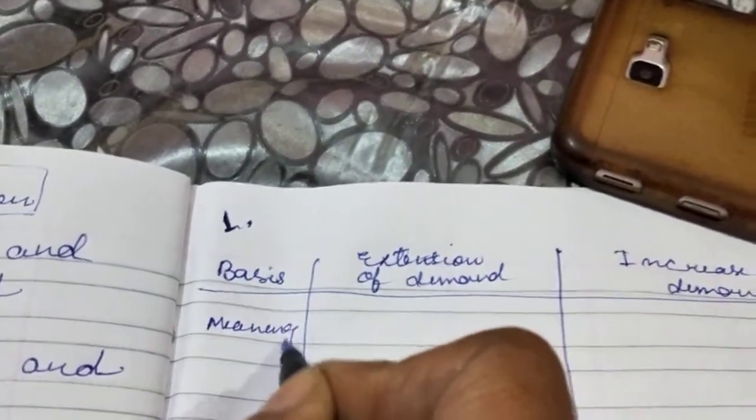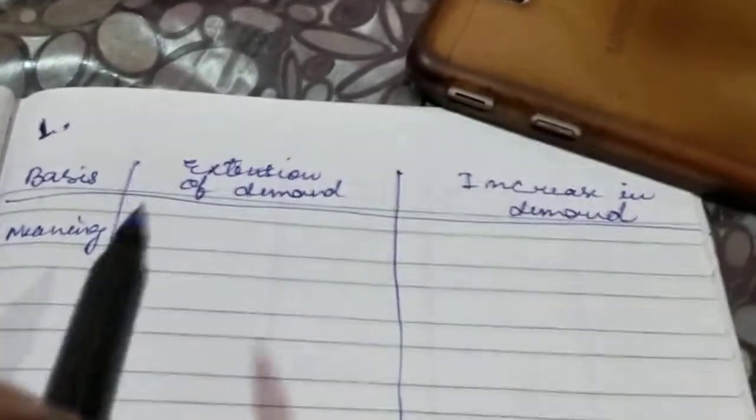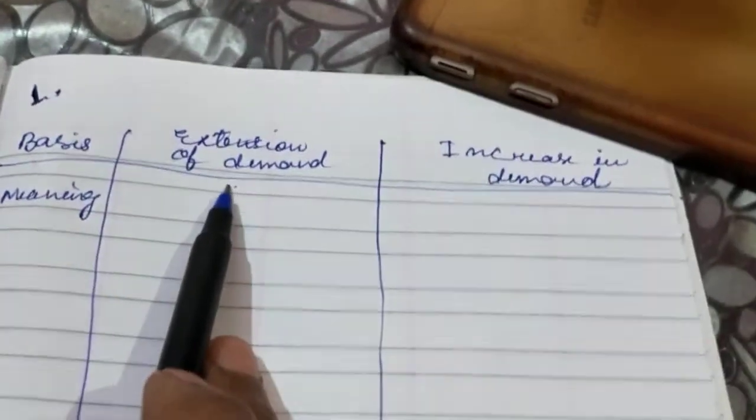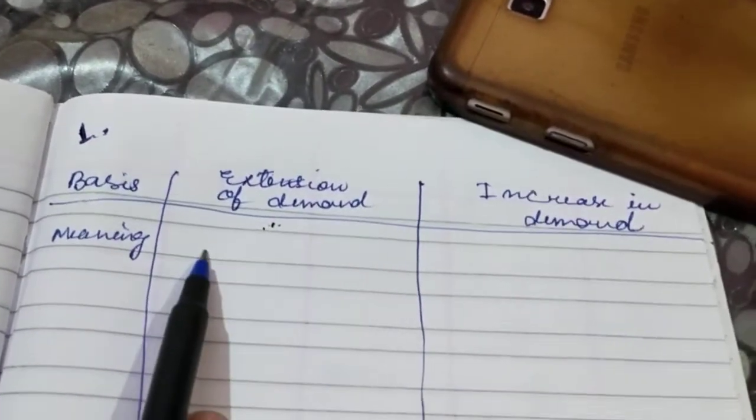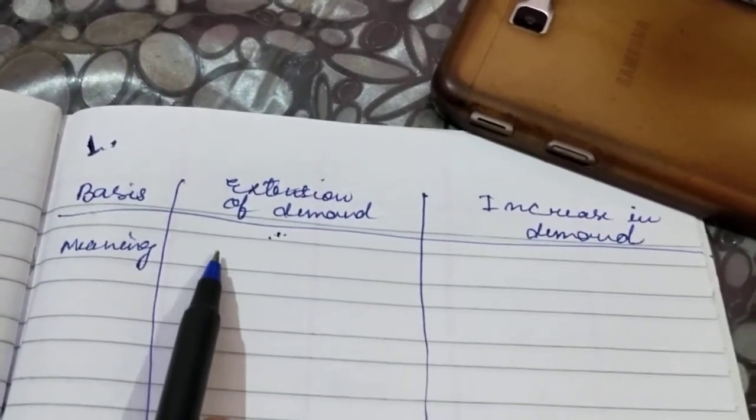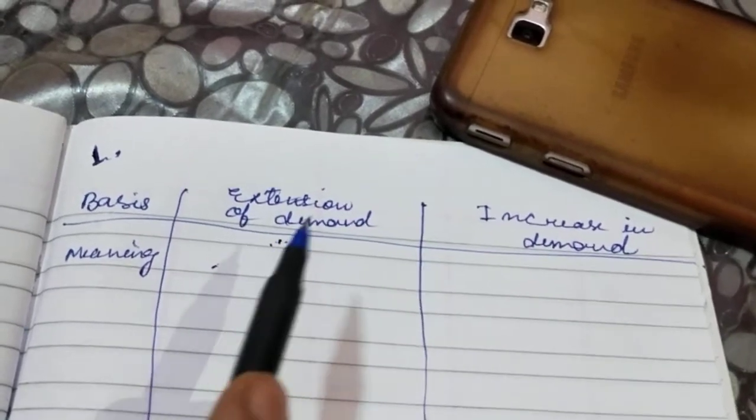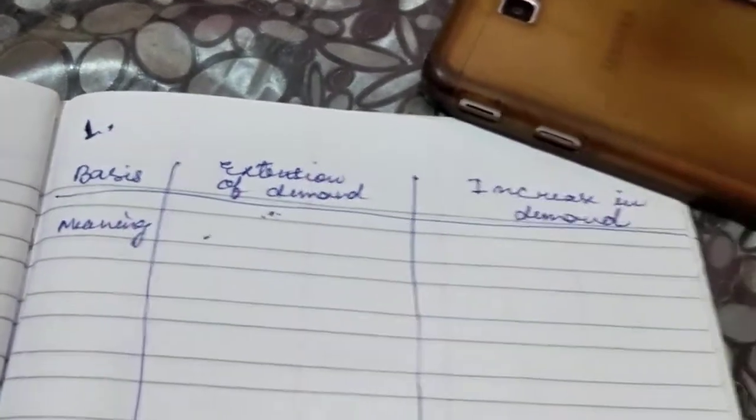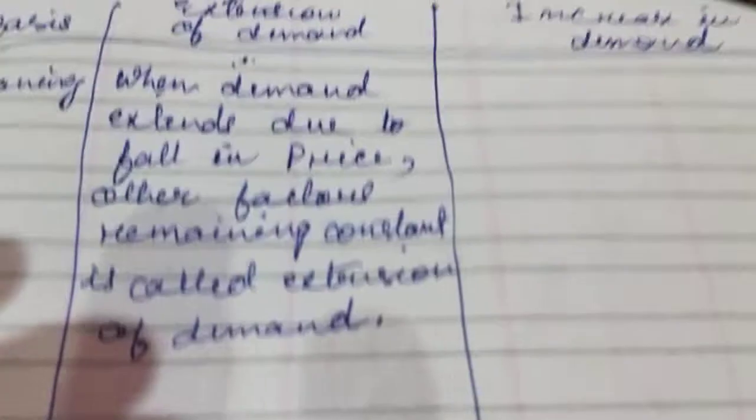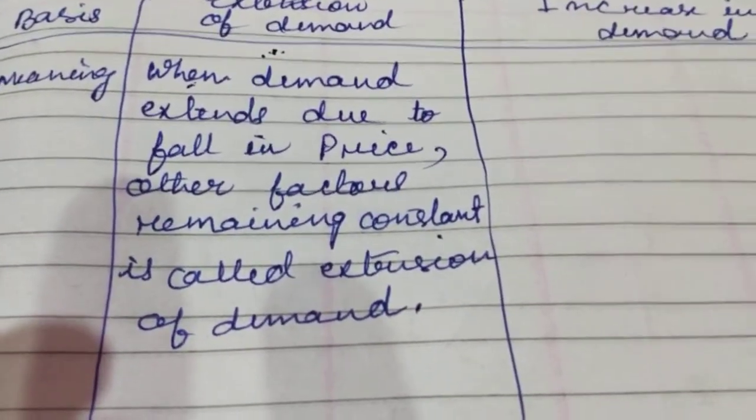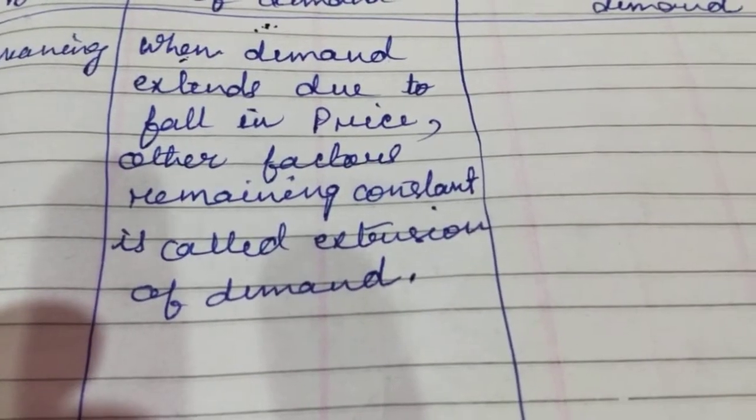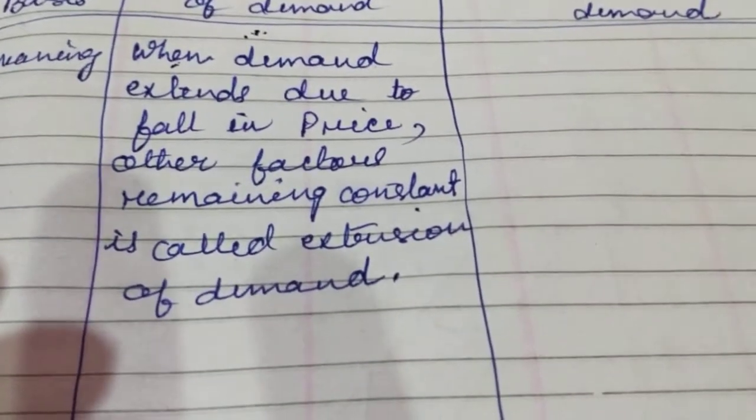Okay, now the first basis we'll take is meaning. So you know the meaning of extension of demand. What is the meaning of extension of demand? When demand extends, so you will write here, when demand extends. Under the meaning of extension, you'll write: when demand extends due to fall in price, other factors remaining constant, is called extension of demand.